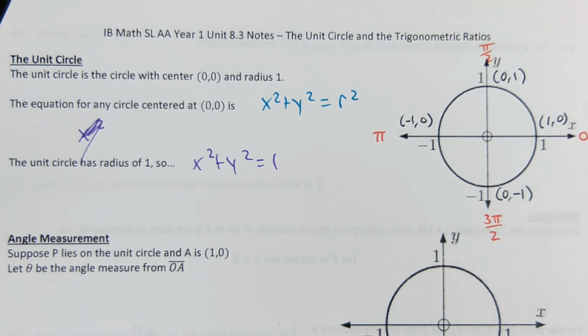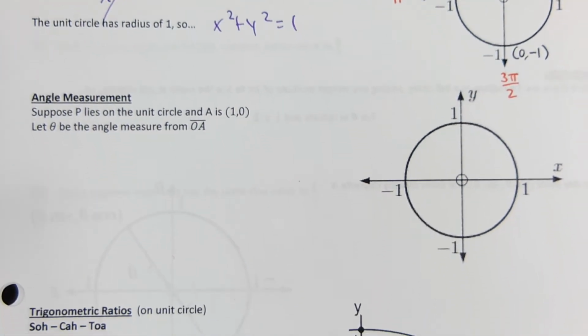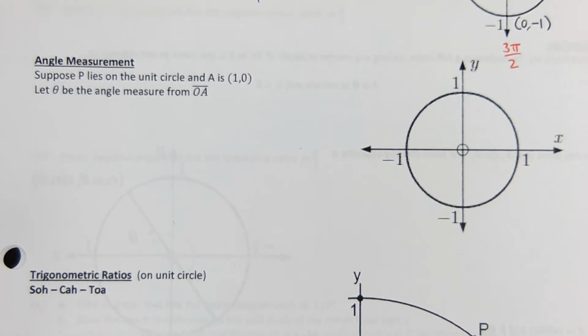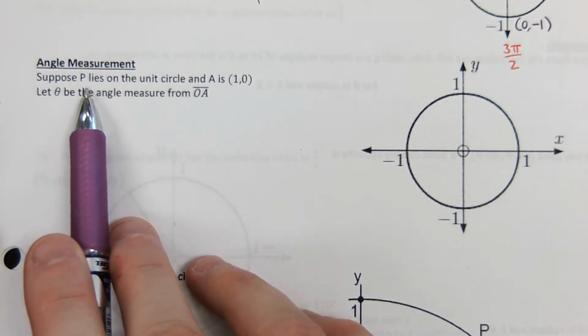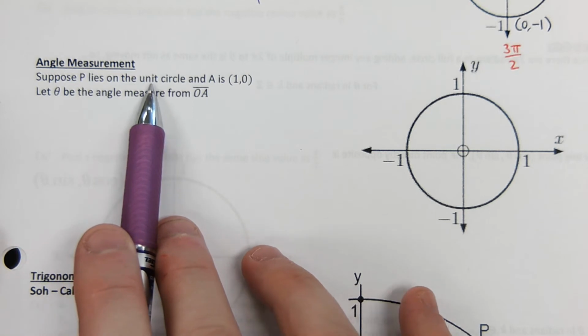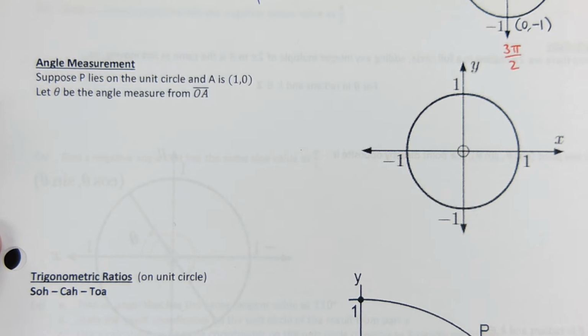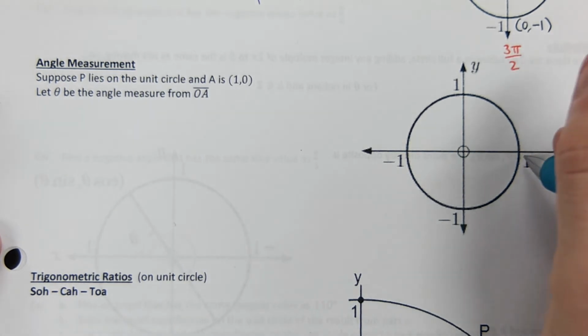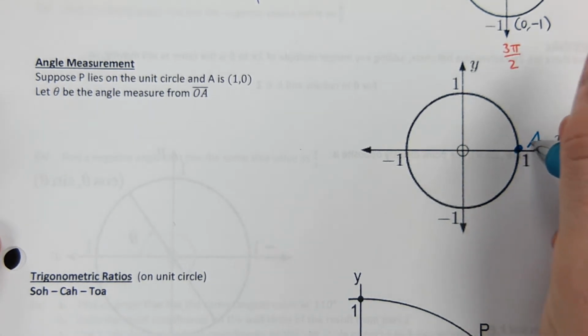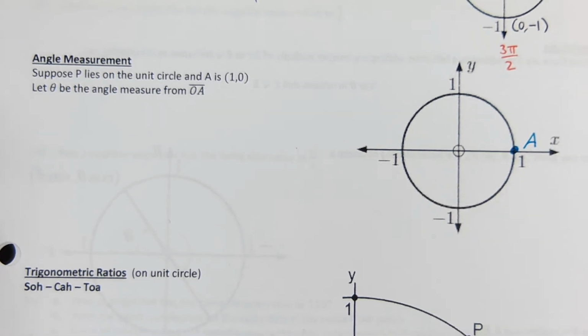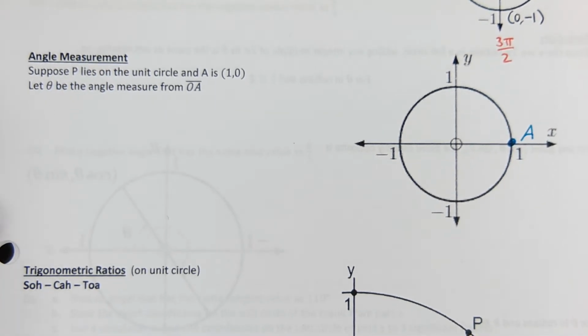Okay, now I've already kind of let this cat out of the bag, but when you're measuring your angles, you measure your angles beginning at the positive x-axis. That would be 0 degrees, and it's also 0 radians, and they're going to be measured counterclockwise. So it says suppose P is on the unit circle and the point A is at 1, 0. So what we're saying is we could call this point right here A. Now point P is just somewhere on this unit circle. It doesn't say where it is. We just know it's there somewhere.